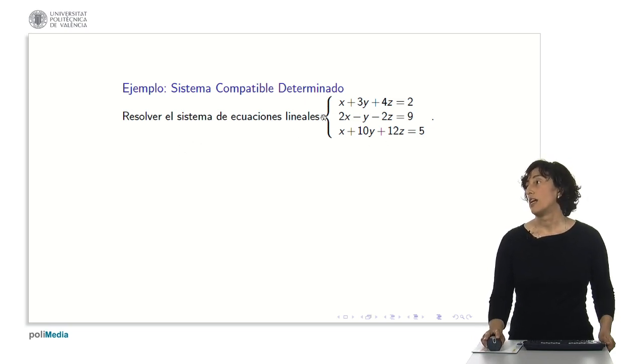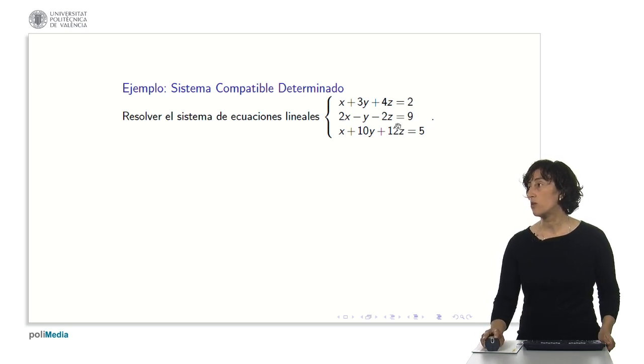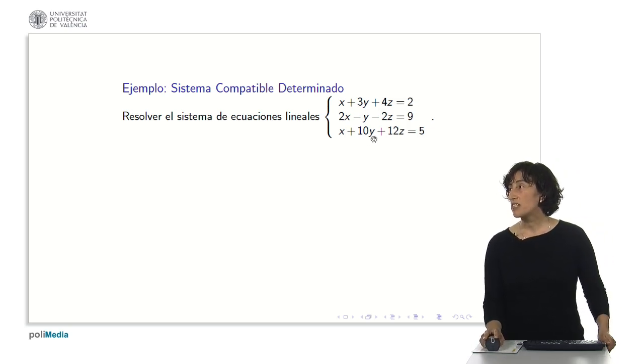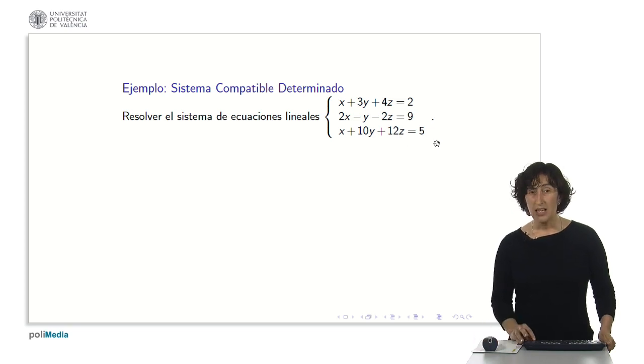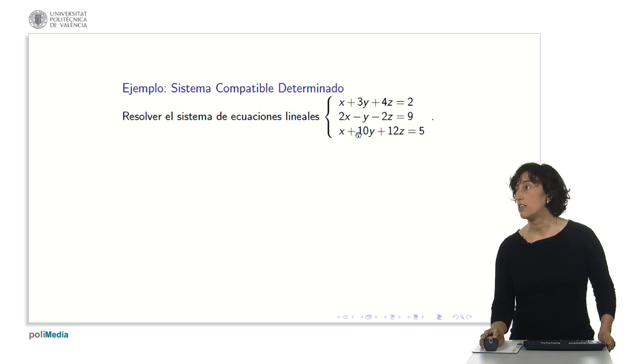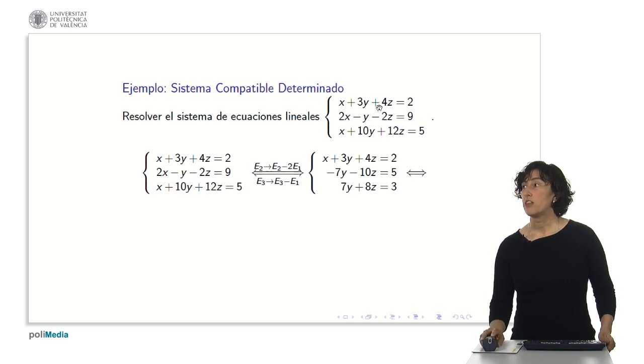So the method consists of taking the system, x plus y plus 4z equals 2, 2x minus y minus 2z equals 9, x plus 10y plus 12z equals 5, and applying equivalence transformations to transform it, making zeros in some coefficients, for example, in this one and in this one and in this other one here, so that I only have the z and I can clear it. That is the idea.